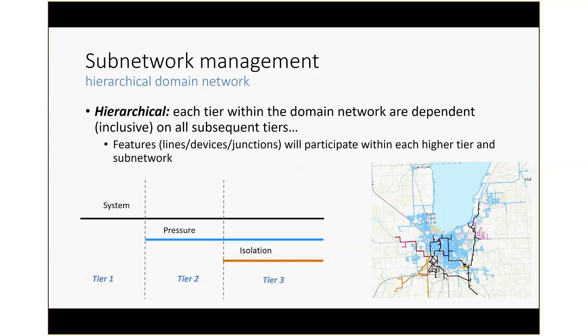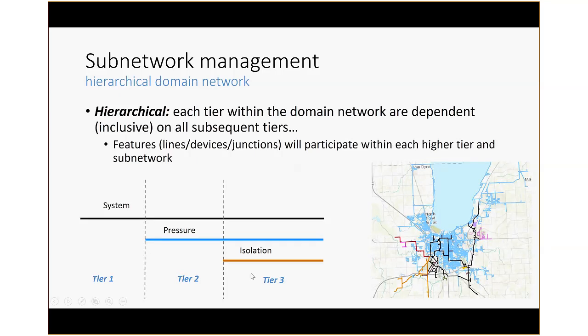But then within the system of pipes, we have pressure zones. And then within pressure zones, we could have multiple isolation zones. The individual pipe is actually participating in each one of those, right? That pipe going down the street here is in an isolation zone, but it's also running under some pressure level as well as participating in some system level.